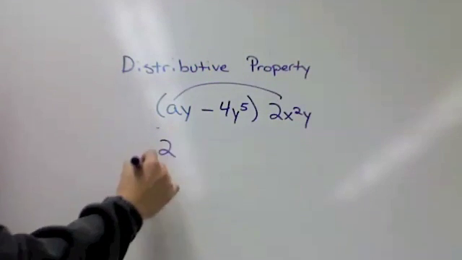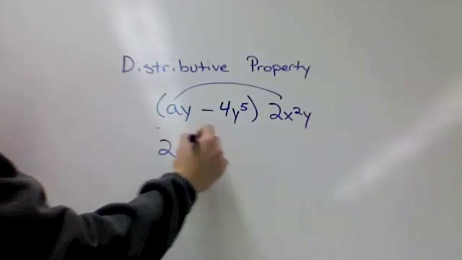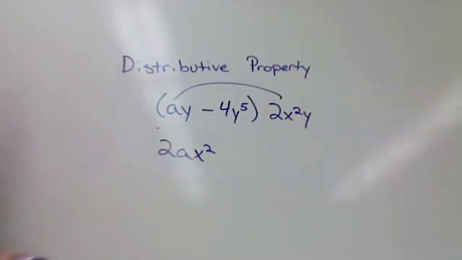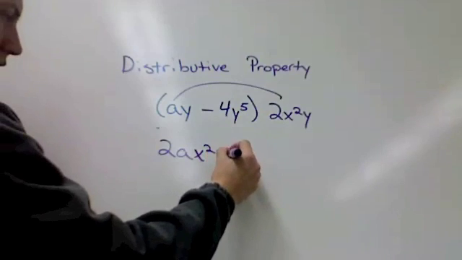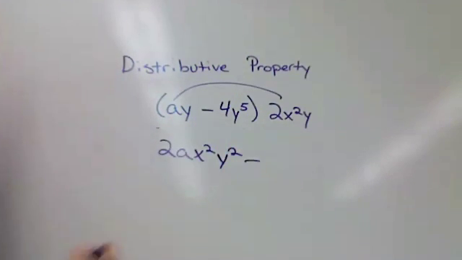We're going to get 2. We don't have any a's. We don't have any other x's. We have ax squared. We have a y and a y, and when we multiply 2 y's together, we get y squared. Now we have a minus here, so make sure we put our minus in there.